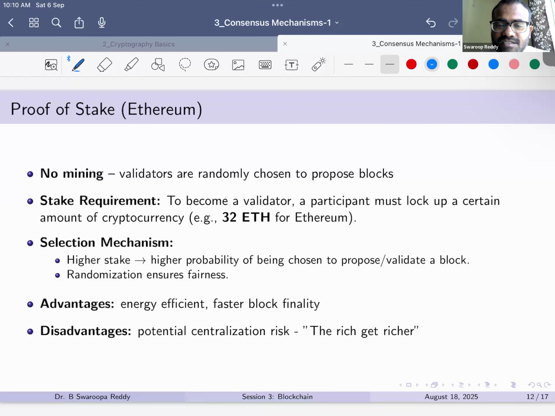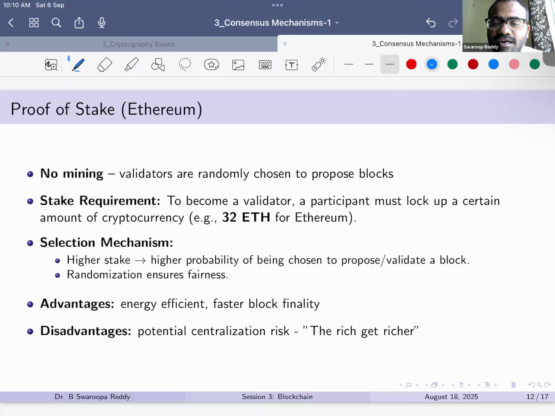The advantages are that it is energy efficient. Unlike the previous proof of work, there is no computational puzzle, so no energy is consumed in this one. And also there is faster block finality. In the previous one, they fixed it at 10 minutes, but here there is no need for 10 minutes to complete the block.